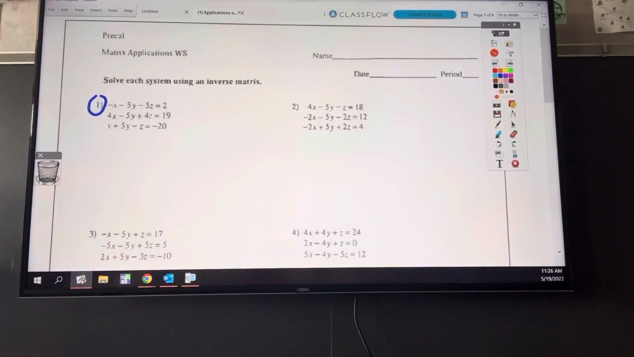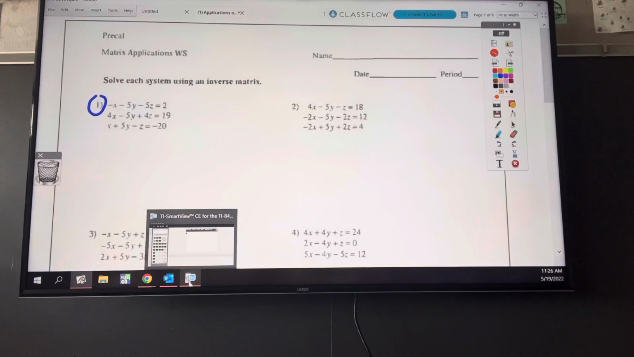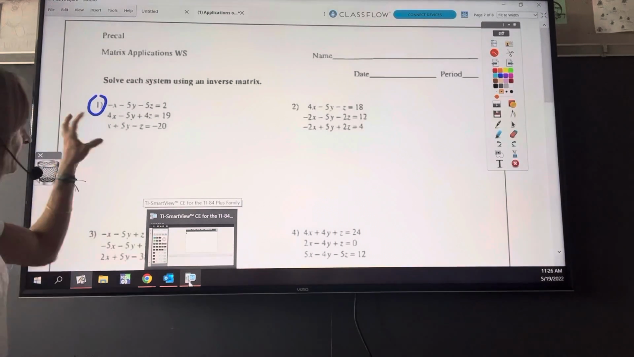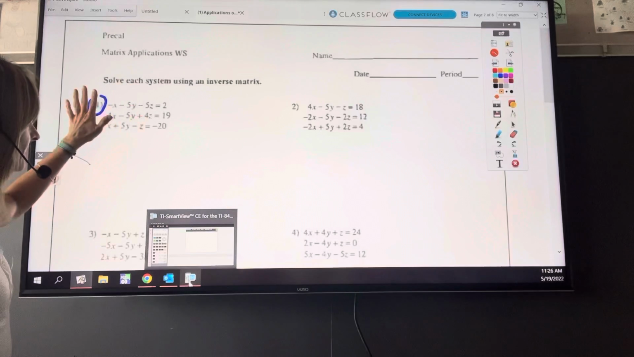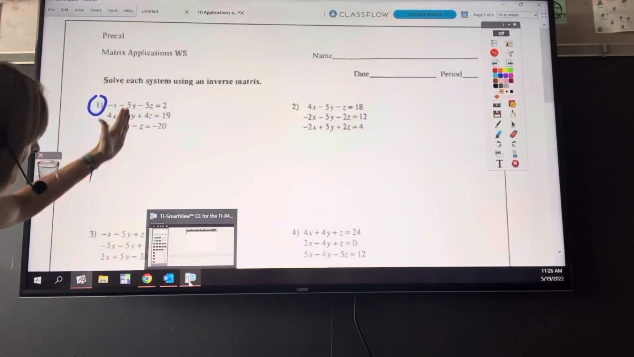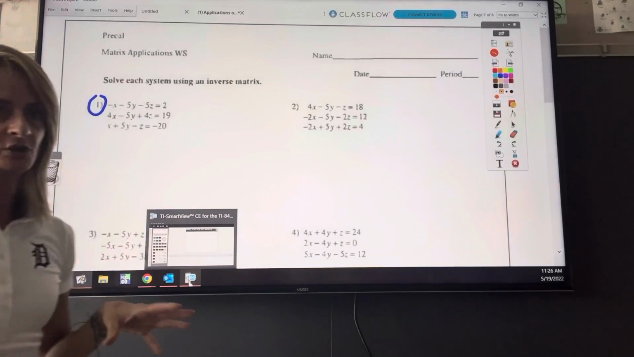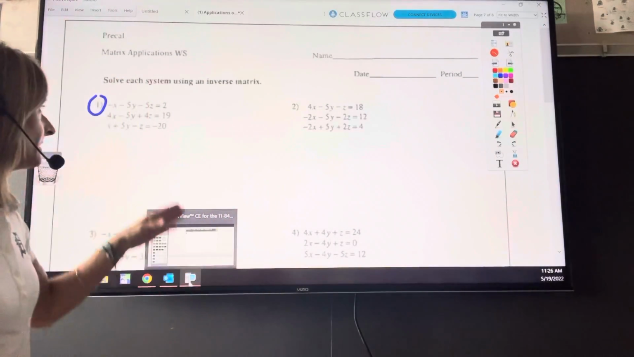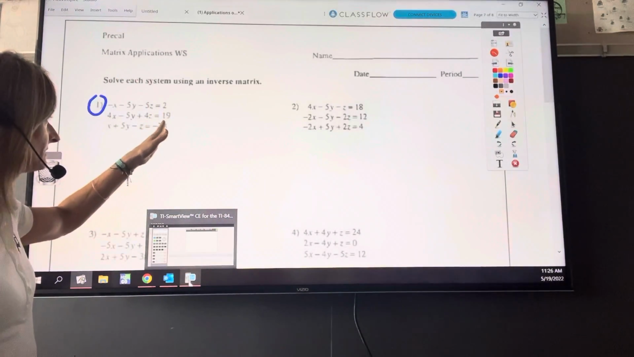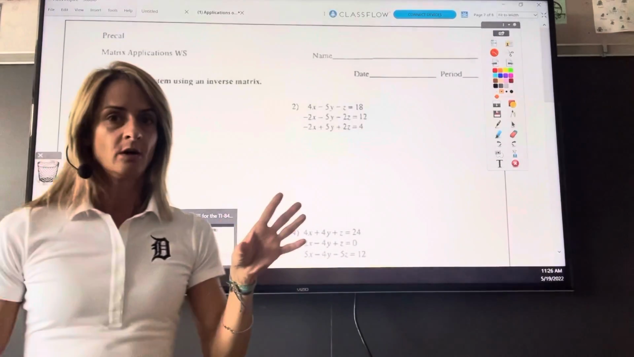The type's really light, so it's kind of hard to see. But that's a negative x and then minus 5y minus 5z. So I'm going to go ahead by starting. I'm going to input all the coefficients from the left side of the equation because the x's are all lined up, the y's are all lined up, the z's are all lined up. So I'm just going to put those coefficients into a matrix and call that A. Then I'm going to put 2, 19, and negative 20 into another matrix and call that B.